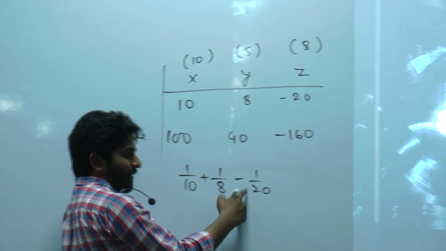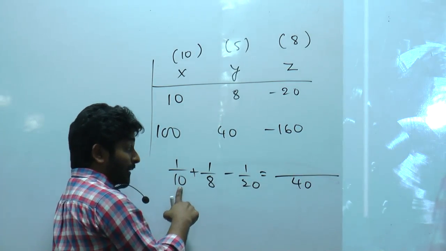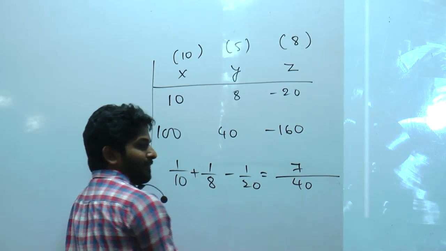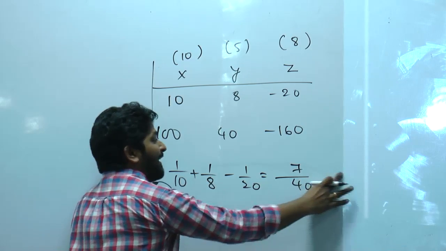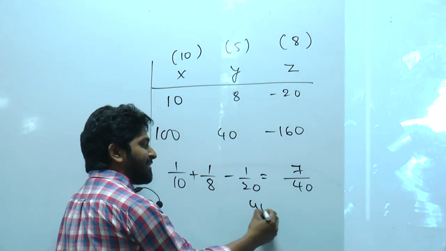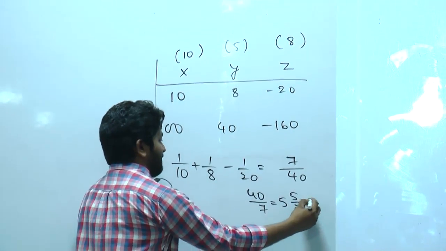Am I right? LCM 40. 4 plus 5, 9 minus 2, 7. All taps are open together in 1 minute. It does 7/40th work, and to complete the total work it needs 40/7, which is 5 and 5/7 minutes.